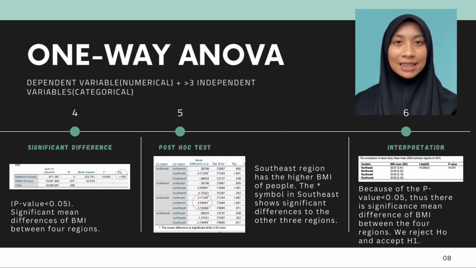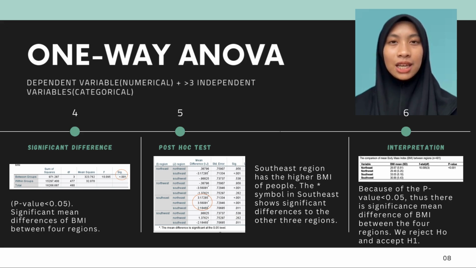Lastly, we provide the table of comparison of mean BMI between the four regions. From the table, we know that there is a significant mean difference of BMI between the four regions, but from the post-hoc analysis, the Southeast shows a more significant difference to the other three regions. Therefore, because the p-value is less than 0.05, we reject H0 and accept H1, which is that there is a significant mean difference of BMI between the four regions.